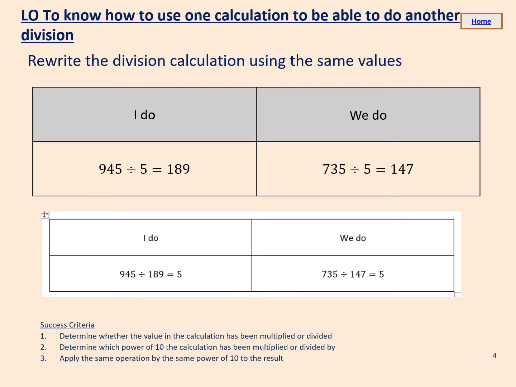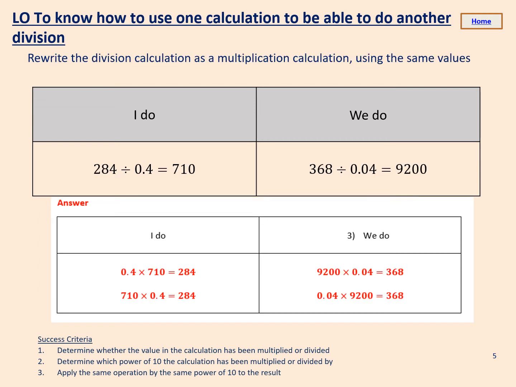Let's have a look at these ones then. So we want to rewrite the division calculation using the same values again. We've got 945 divided by 5 equals 189. We're rewriting that. We're swapping over the 189 and the 5. So 945 divided by 189 equals 5. And the same with 735 divided by 5 equals 147. We're just swapping around the 147 and the 5. Let's go on to the next one.